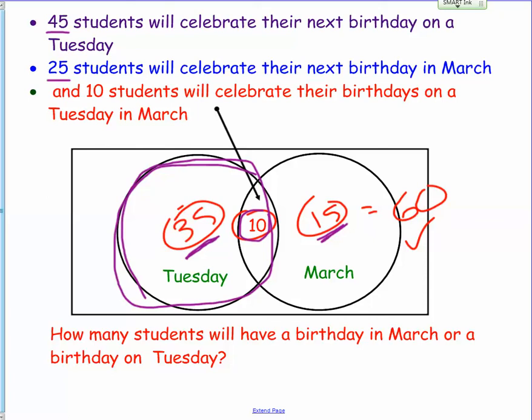And if we look back to check it, again, we add 35 and 10. There's our 45. 10 and 15, there's our 25. And we have 10 in the middle. So we absolutely know we're right.